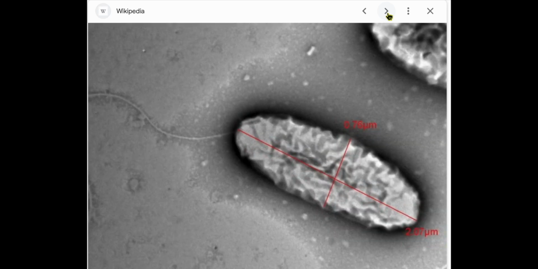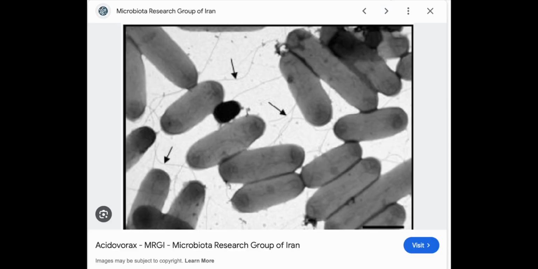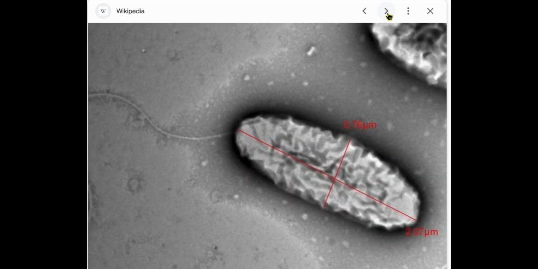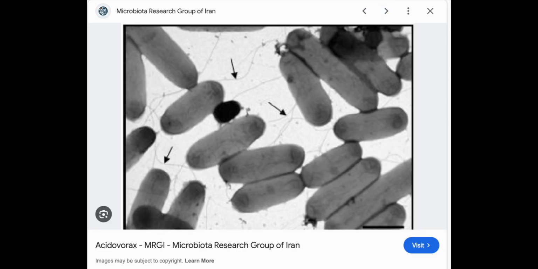Acidovorax species are motile and display resistance to vancomycin but susceptibility to colistin. Additionally, Acidovorax are capable of utilizing citrate as a carbon source, indicated by a positive citrate test. These distinct biochemical and physiological traits collectively contribute to the identification and differentiation of Acidovorax from other bacterial genera.